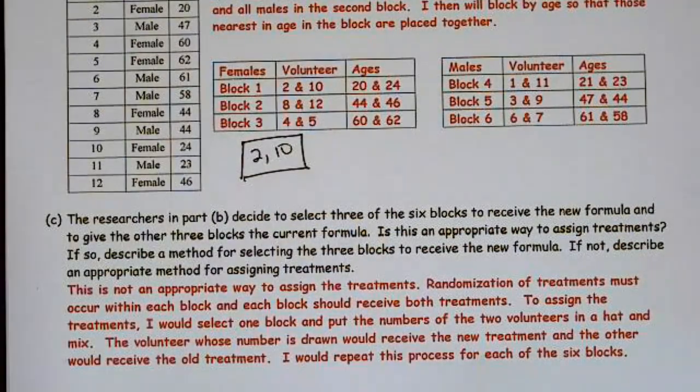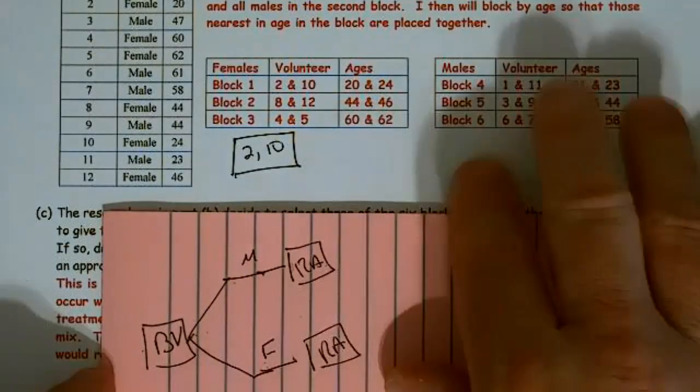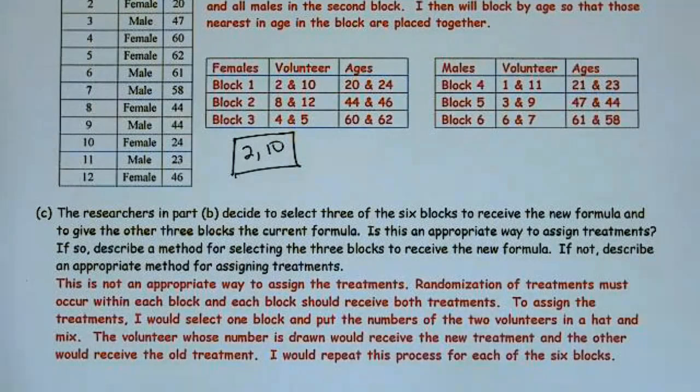So here they said this was not an appropriate way to assign the treatments. Randomization must occur within each block. What they mean is it must occur after the block. All right, so it has to occur after the block.